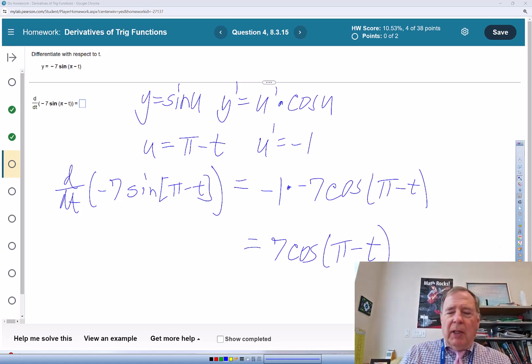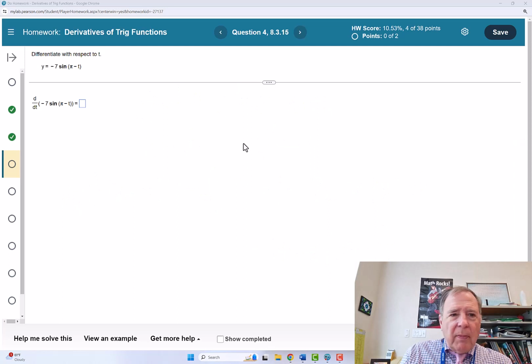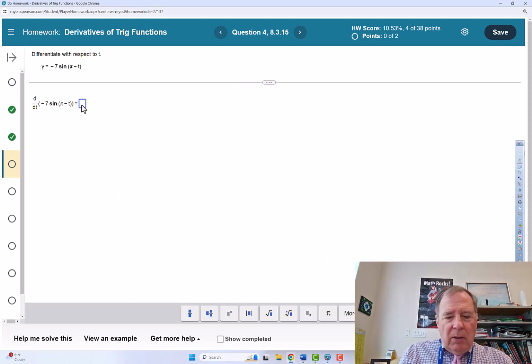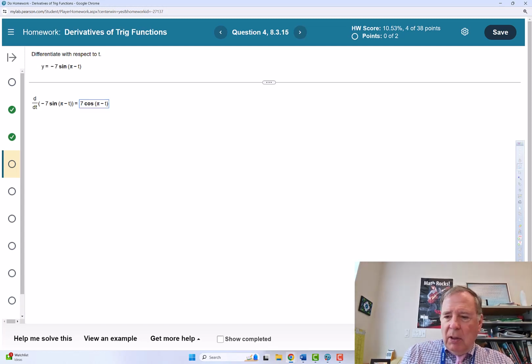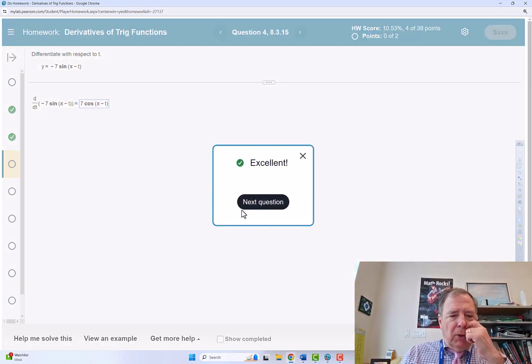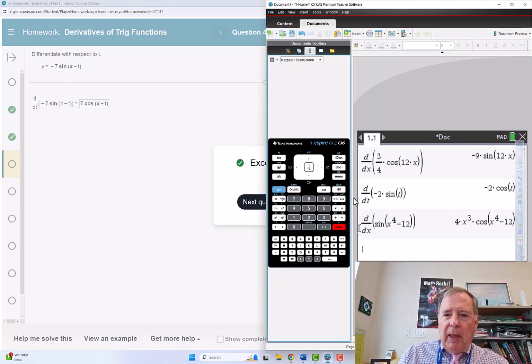So we're going to put that in. So 7 cos, and I'm going to put in a parenthesis, pi minus t, close the parenthesis. We'll check answer. Excellent. Now, could we do that in the calculator? Absolutely.